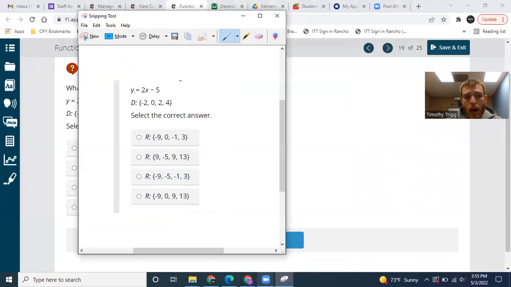So here's our function, y equals 2x minus 5. Now we're going to replace x with each of the numbers here in the domain. So the first one is y equals 2 times -2, and this still has a minus 5 here. So that becomes y equals -4 minus 5, so that's -9. So when you input -2, the result is -9. So I know it's not this one. Okay. All these other ones have -9, so it could be any of them.